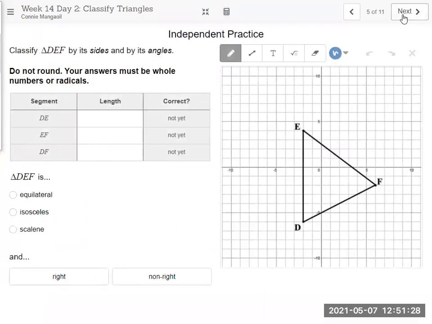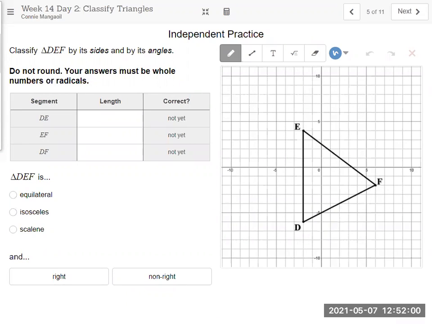Okay, slide number 5. Let me just look at this. All right, so slide number 5. This is in table form, okay? So we are given triangle DEF, and we will identify whether the triangle is equilateral, isosceles, or scalene.